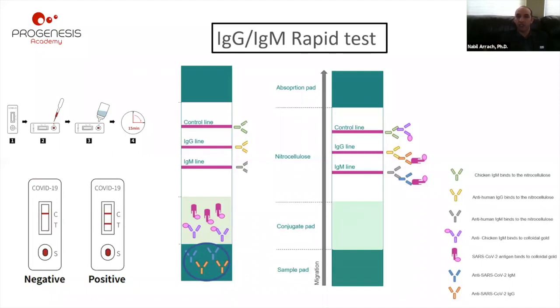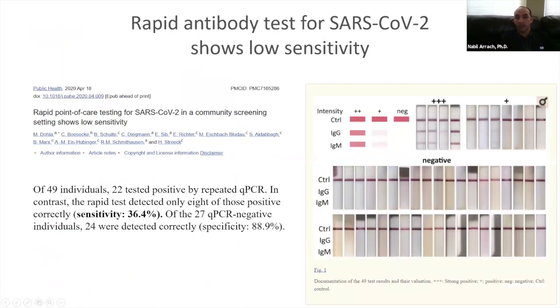So what is the issue with the rapid test? One clear limitation of the rapid test is the sensitivity. And we can go into the next slide where we can talk about the sensitivity. If you look at this study, they used a colloidal gold assay to look at the sensitivity.